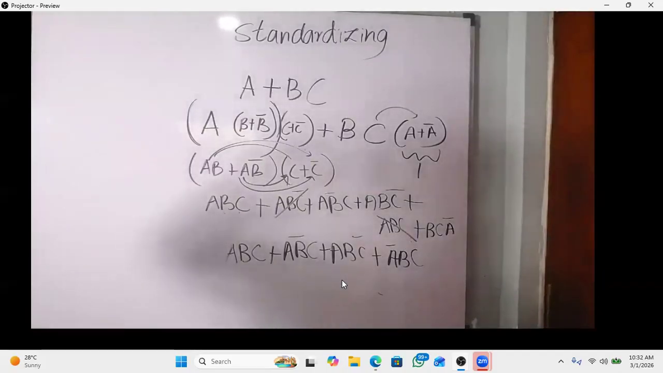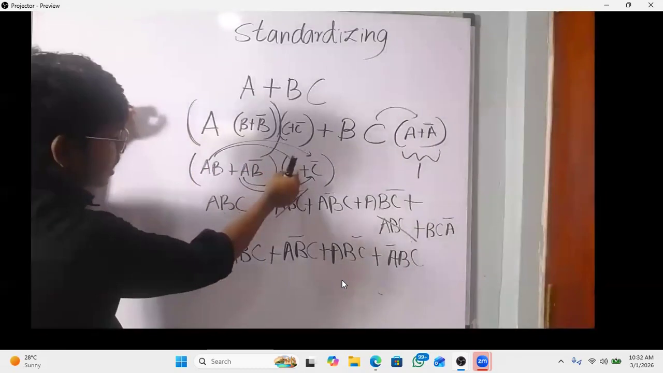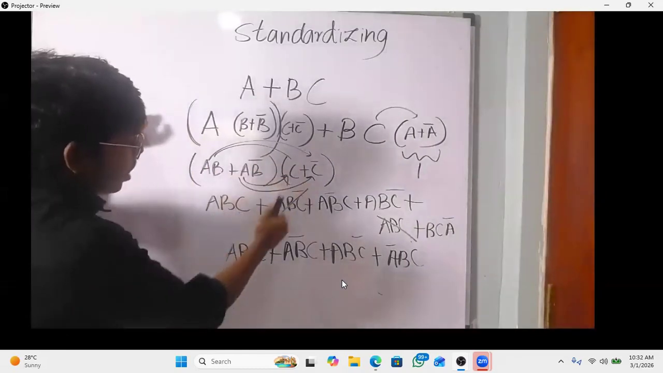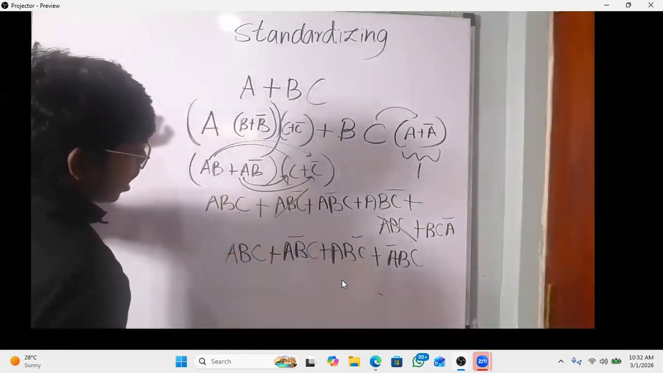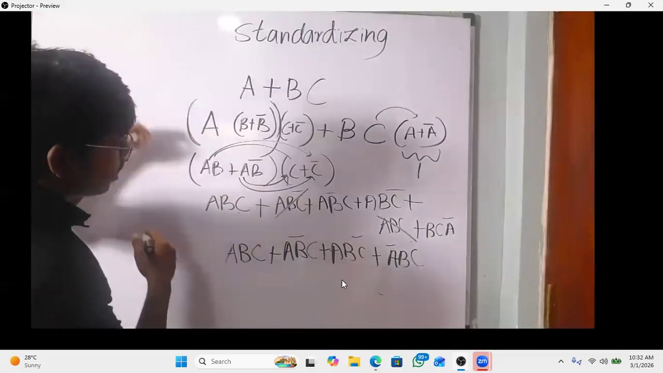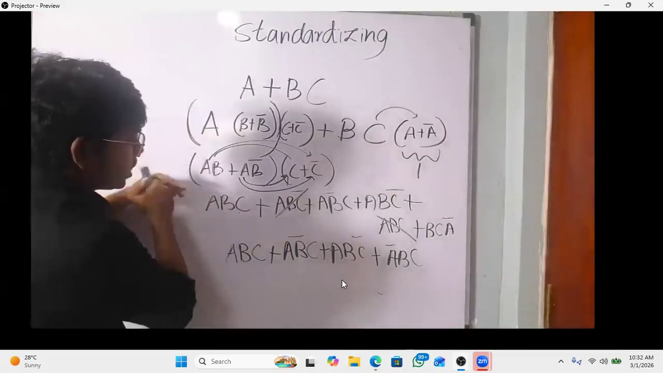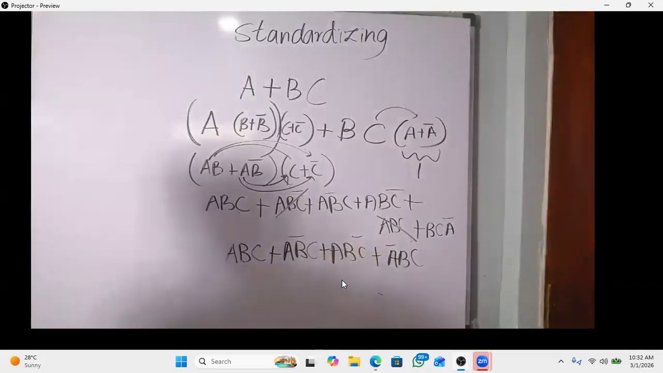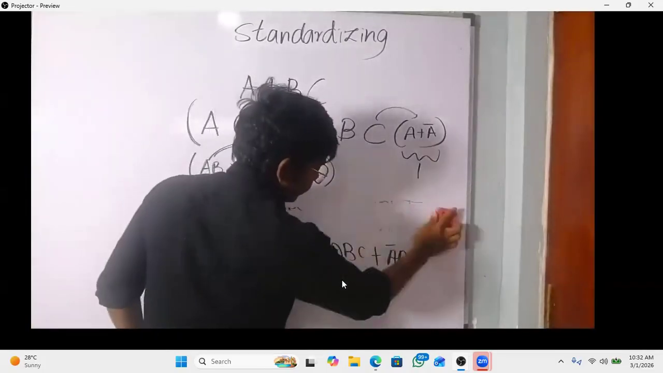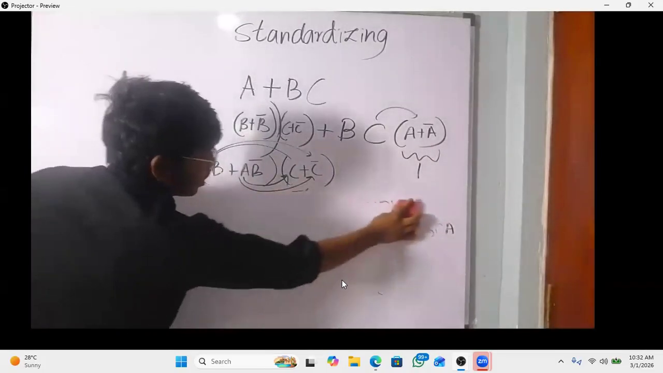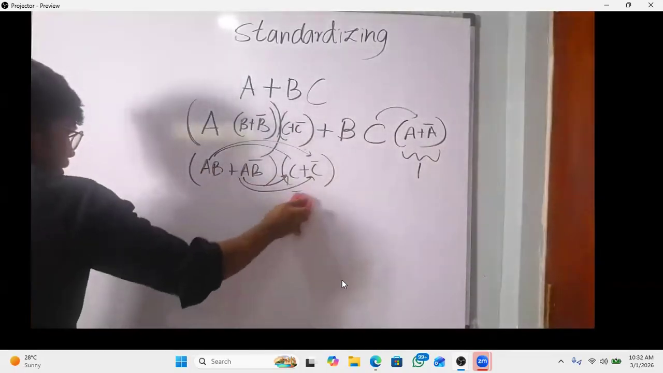I missed one. See, ABC, okay. AB bar C bar, I didn't write it. See, AB bar C bar I didn't write. Okay, a confusion now. Let's do it again from here. If you try to do it at speed, you'll make mistakes.